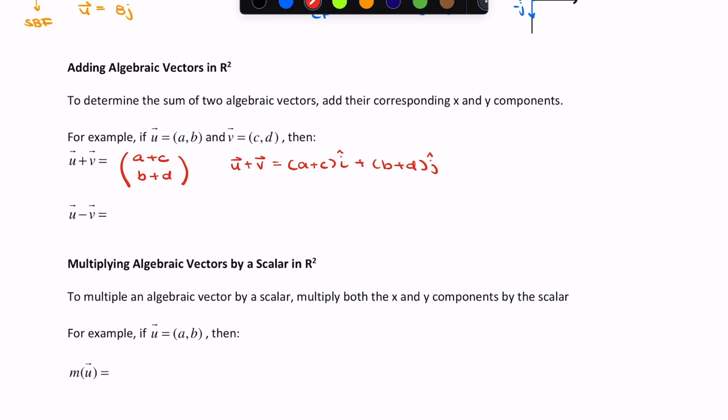If it's u minus v, we have a minus c and b minus d. Vector u minus vector v is equal to (a minus c) multiplied by the unit vector i plus (b minus d) times the unit vector j.